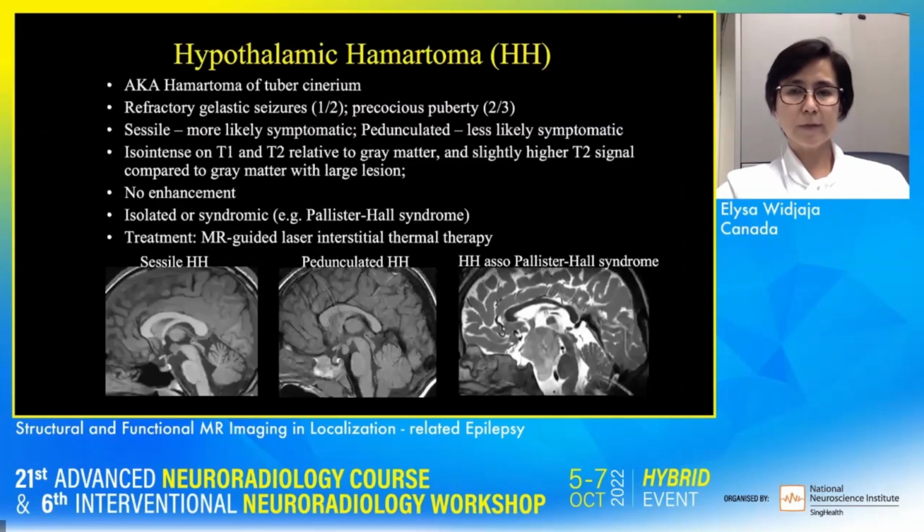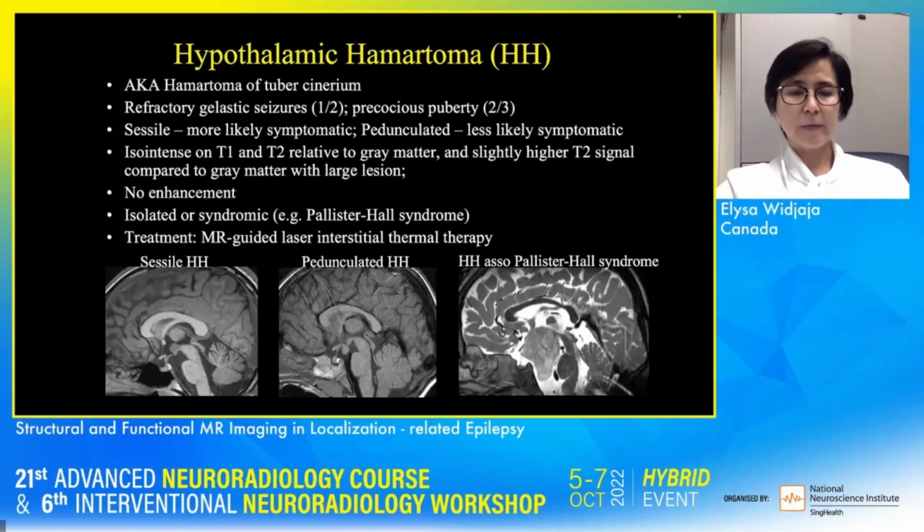So moving on to hypothalamic hamartoma, also known as hamartoma of the tuber cinereum. The presentations include gelastic seizures or precocious puberty. The sessile form is more likely to be symptomatic compared to the pedunculated form. They are isointense to gray matter on both T1 and T2 weighted images, and the large lesions may show increased T2 signal. This lesion does not show enhancement.